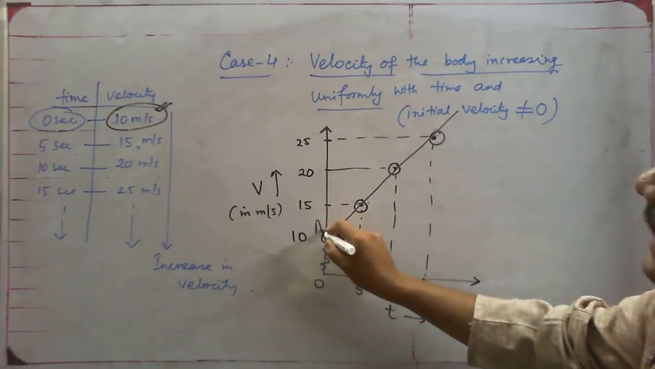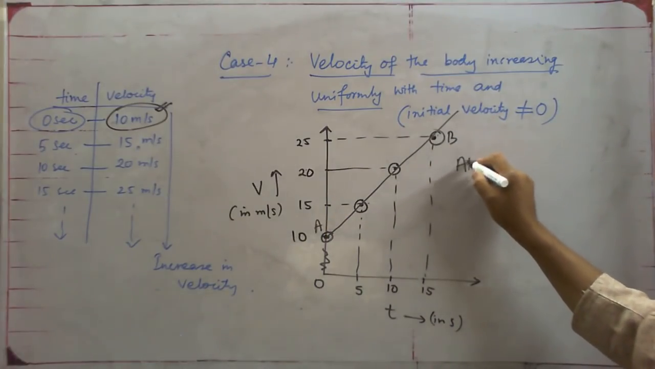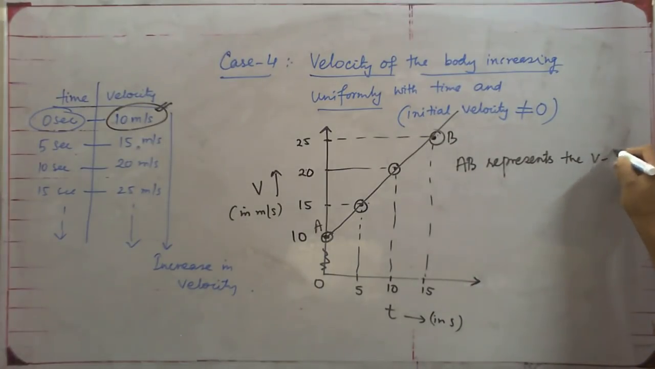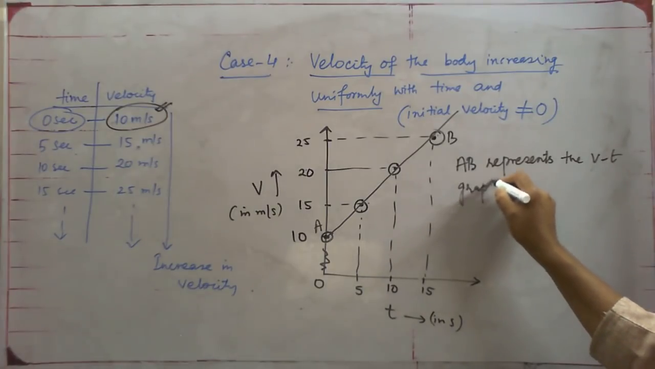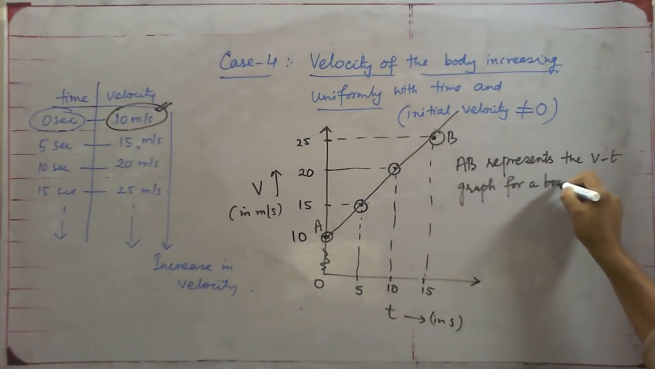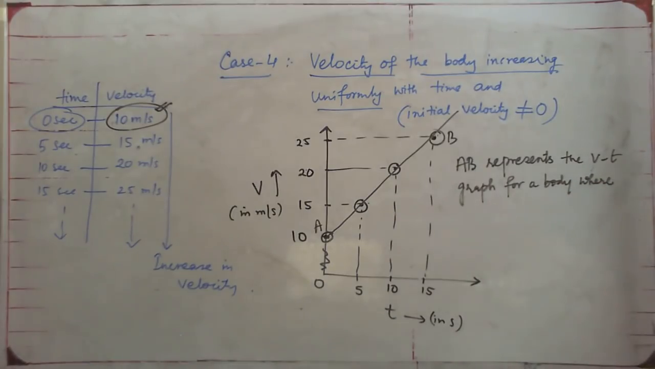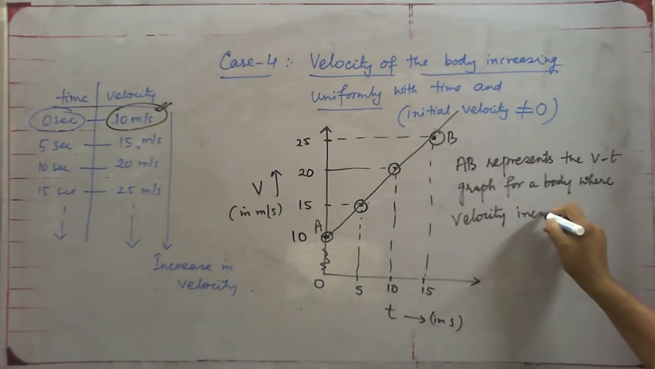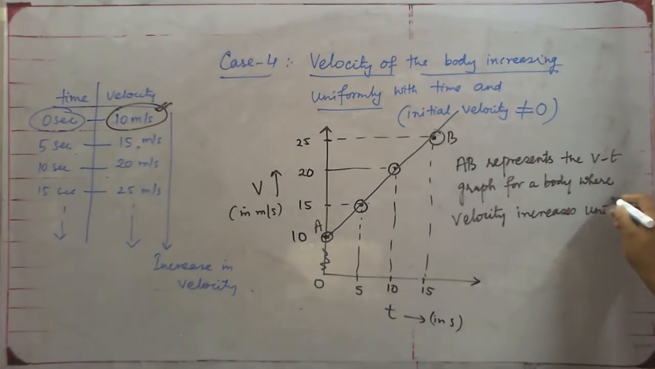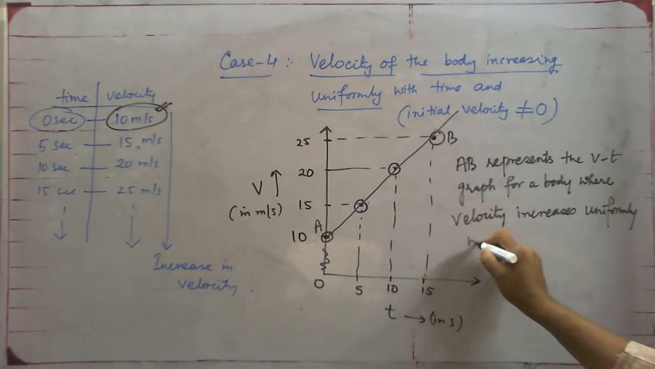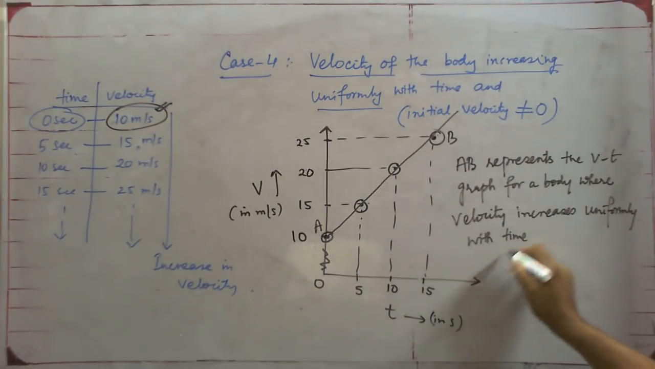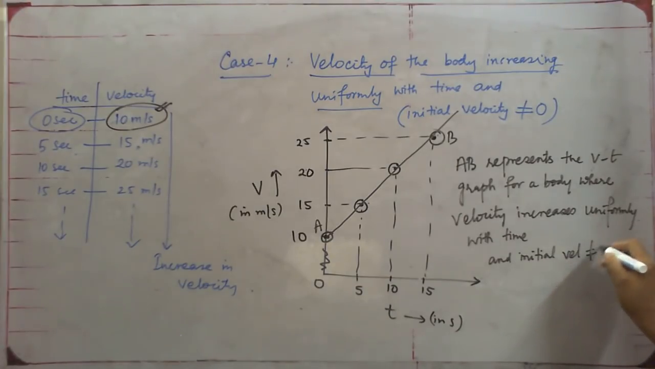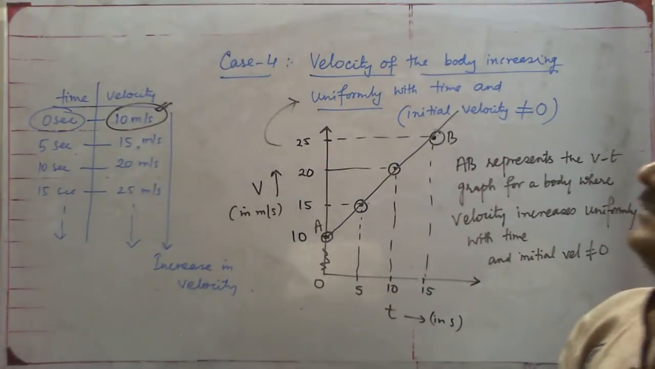So let us say this is A, this is B. So AB represents the VT graph for a body where velocity increases uniformly with time and initial velocity not equal to 0. So this is the graph that we get.